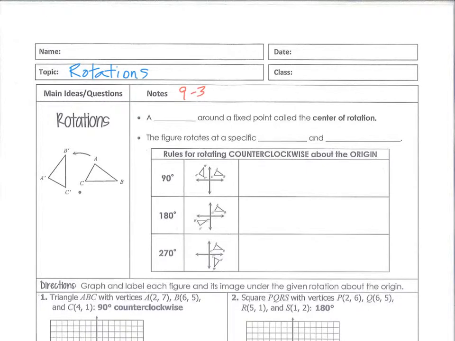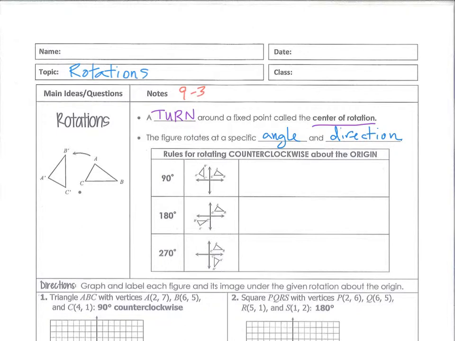We can always convert things. Well, we'll talk about it when we get to them. All right, so the untechnical term for rotation is a turn around a fixed point called the center of rotation. The figure rotates at a specific angle and direction.